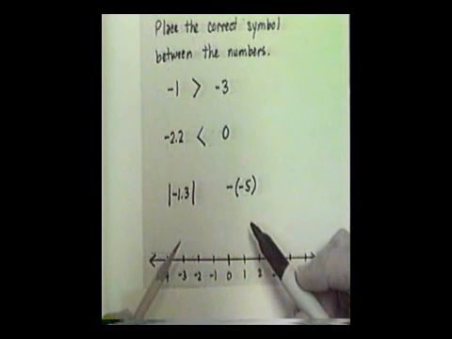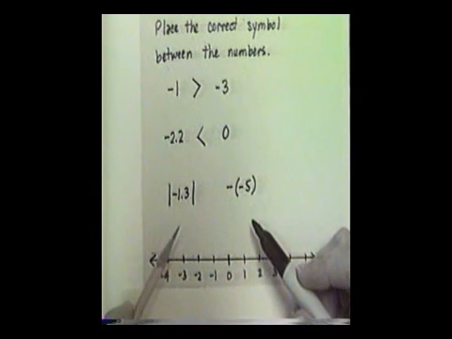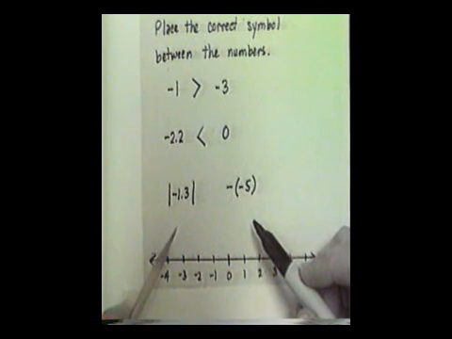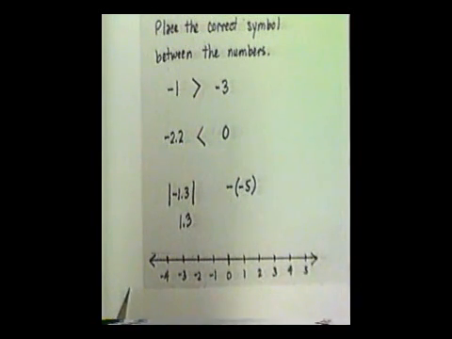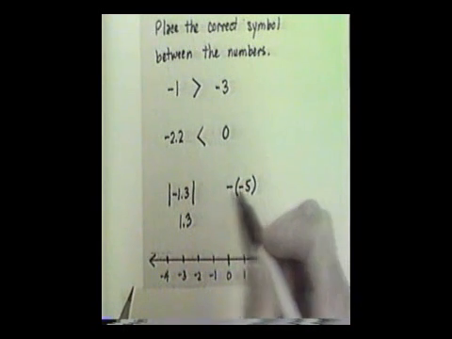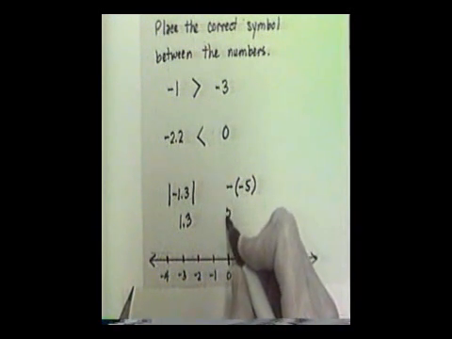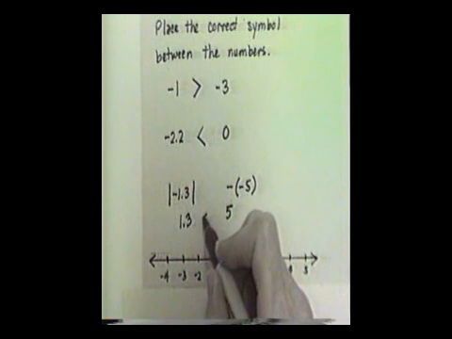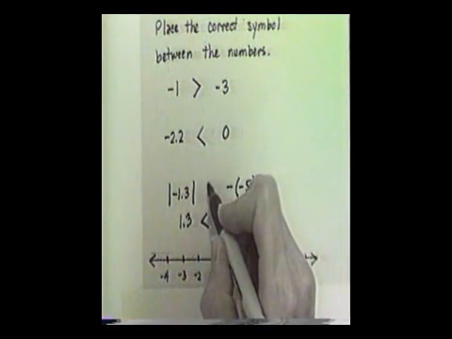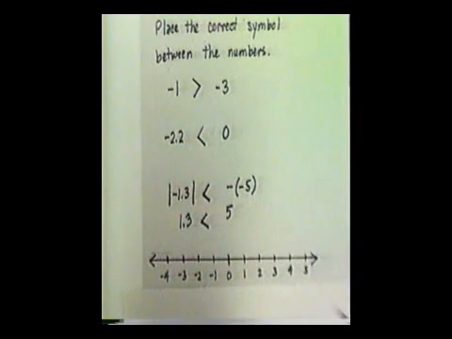Employing our absolute values and opposites, let's work this one. Well, to work this one, we're going to have to figure out the absolute value of -1 and 3/10, which is positive 1 and 3/10. The opposite of -5 is positive 5. Now we locate 1 and 3/10 and locate 5. 1 and 3/10 is to the left of 5, therefore 1 and 3/10 is less than 5, and so our initial answer must be less than.